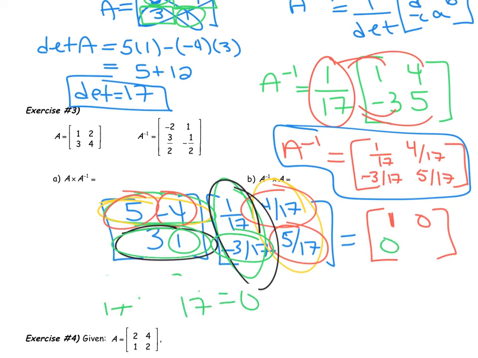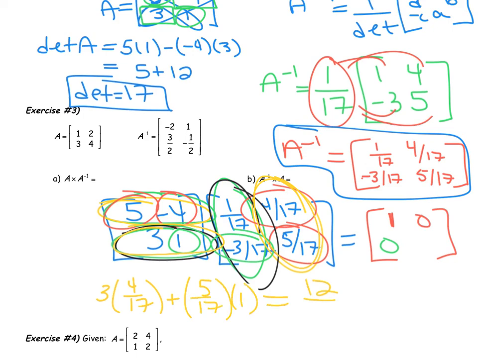And then lastly, when I multiply my last row and column, I have 3, 1 times 4/17 and 5/17. So we have 3 times 4 over 17 plus 5 over 17 times 1. So that's 12 over 17 plus 5 over 17, which is just 17 over 17, which is 1. So there you have it. We know that that was the actual inverse matrix because we ended back at the identity.